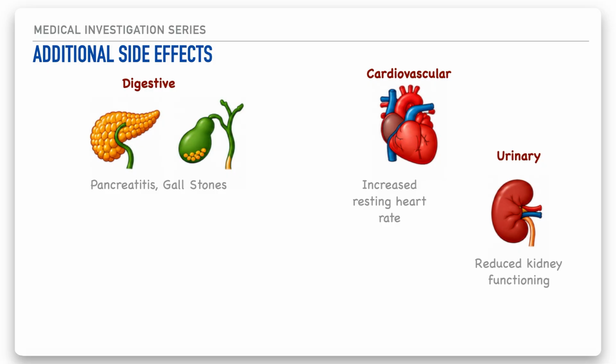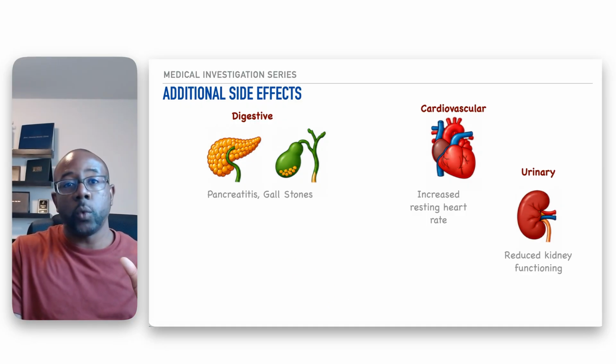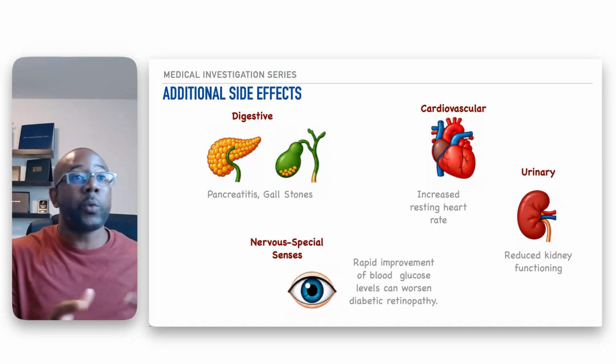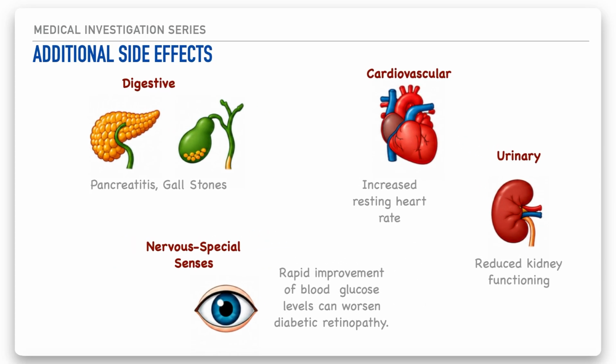And the next category here is a link between the nervous system and the general senses. Now with this, we're specifically referencing one's vision. Here, the research points to the fact that a rapid improvement of blood glucose levels can actually worsen the condition known as diabetic retinopathy, which is a complication of the blood vessels in the retina. And the very brief, oversimplified reason for this is because such a drastic change shocks the visual system.